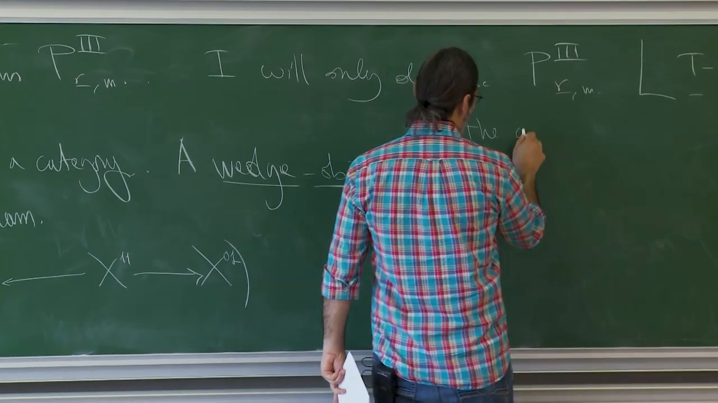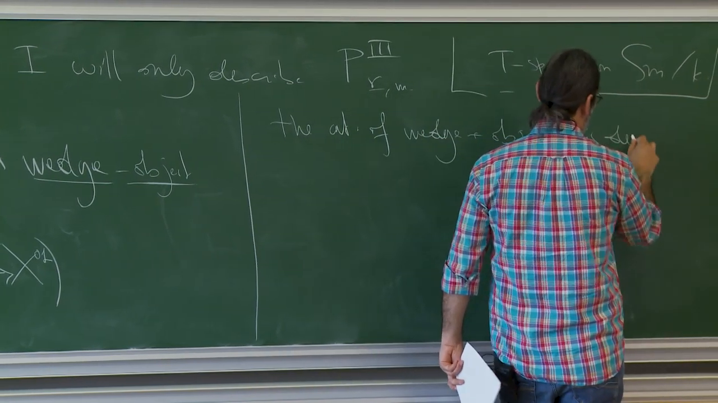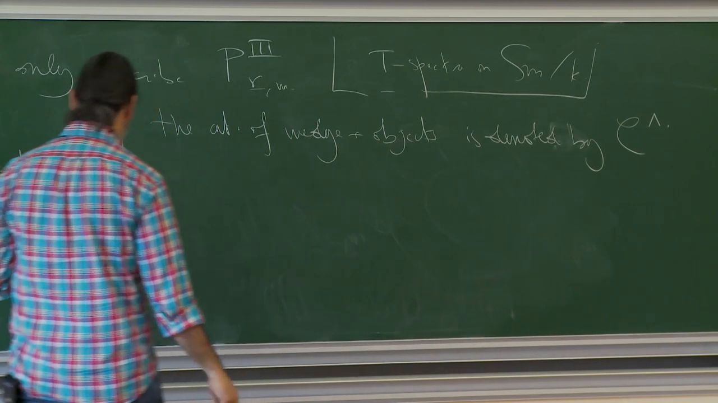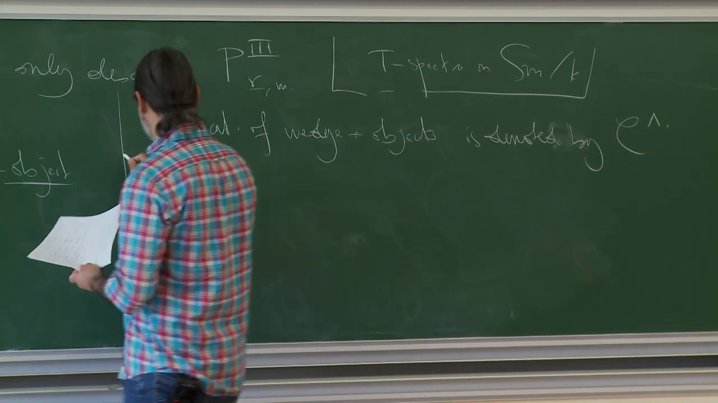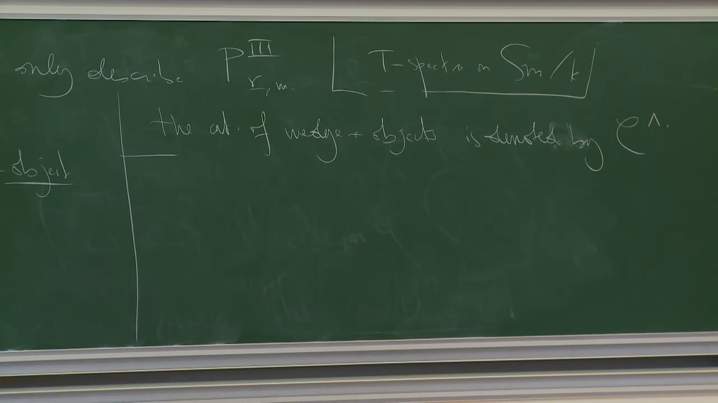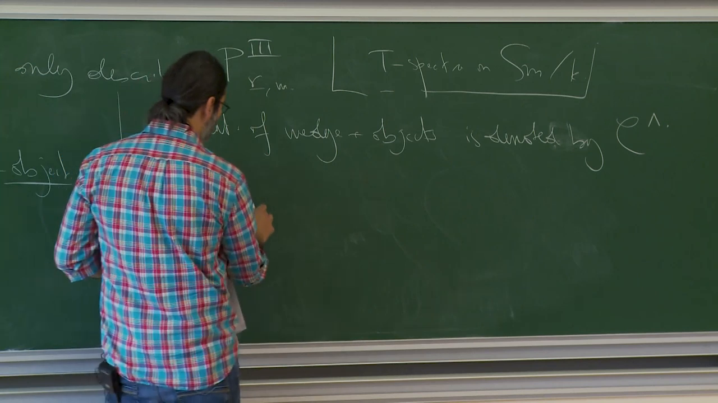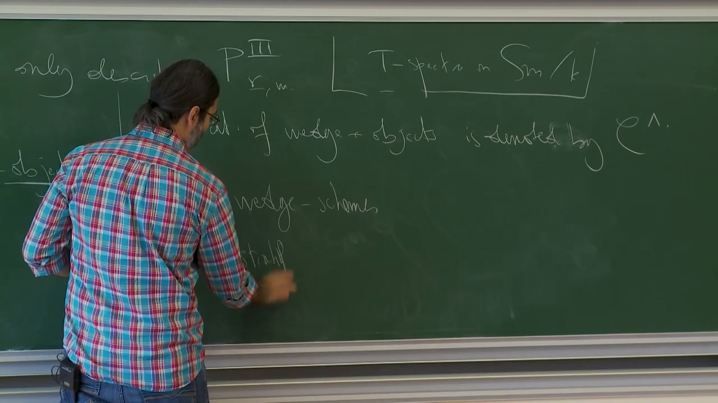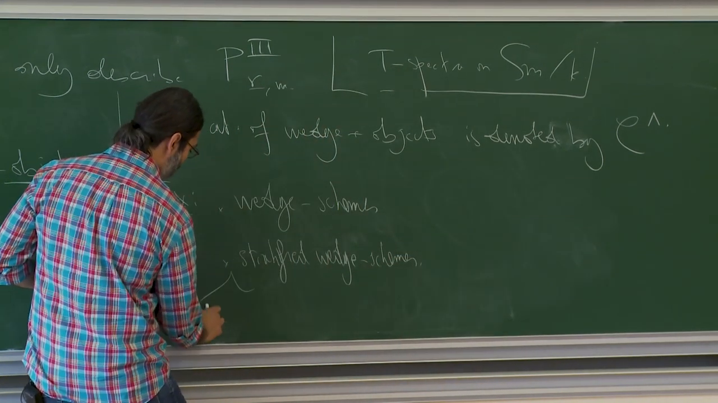So the category of wedge objects in C is denoted by C with a wedge like this. Are you interested in the colimit of such a diagram? No, not necessarily. Maybe in some sense, but I will never really take a colimit of this diagram. All right. So the wedge objects form a category. Examples of things that we will be considering are wedge schemes, or stratified wedge schemes, possibly regularly stratified.